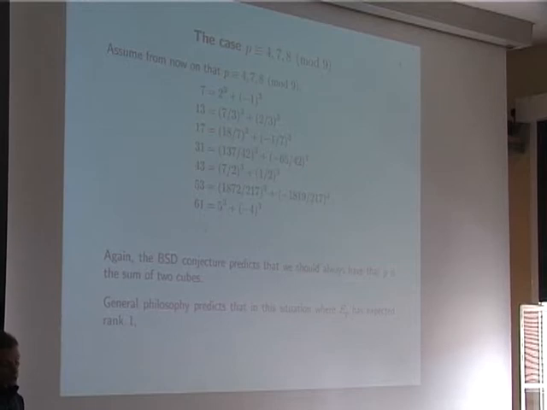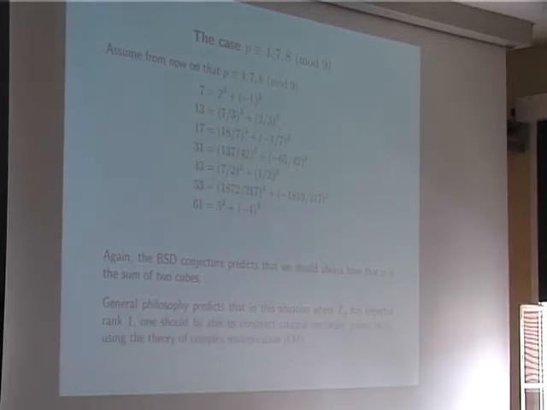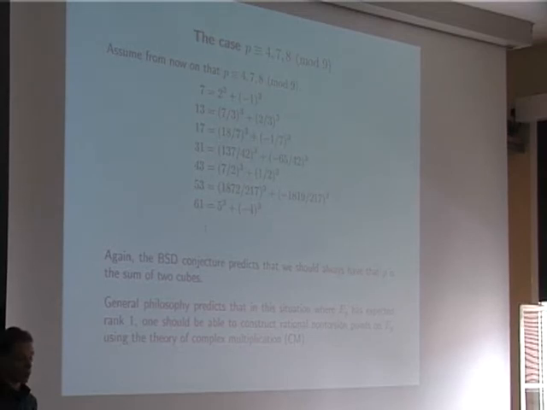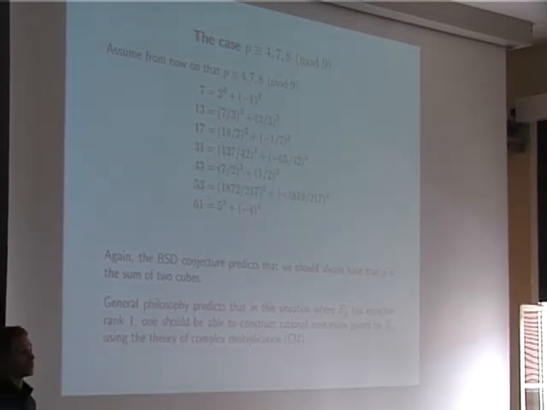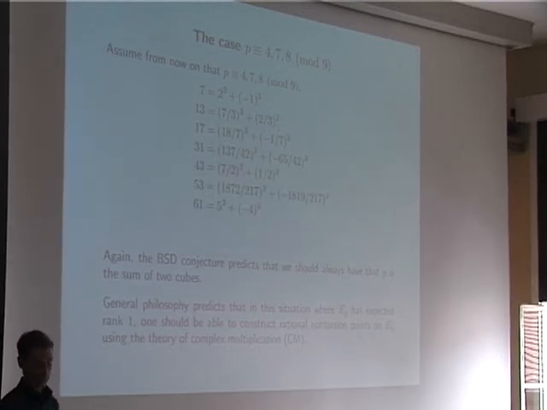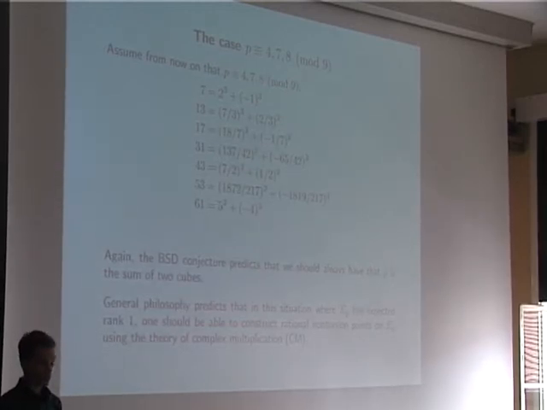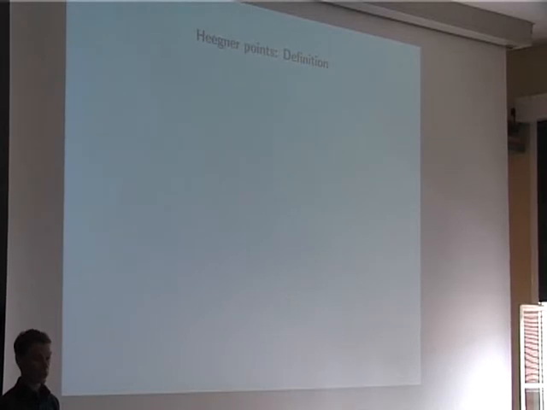And so general philosophy, whatever that means, predicts that when you have an elliptic curve that has expected rank 1, you should be able to prove that and explicitly construct rational non-torsion points on E_p using this theory of complex multiplication, so using these special points on moduli spaces. So that's what general philosophy predicts. So let's see if we can put that to use.